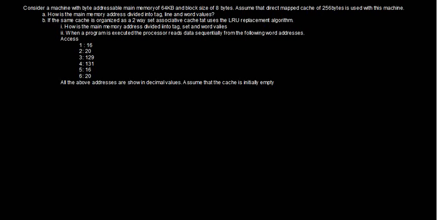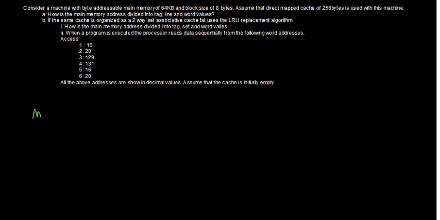So how do we start this? This is my procedure, how I like moving around with this question. First thing is we're going to say our data. Our main memory is 64 kilobytes. Now, what is 64 kilobytes?